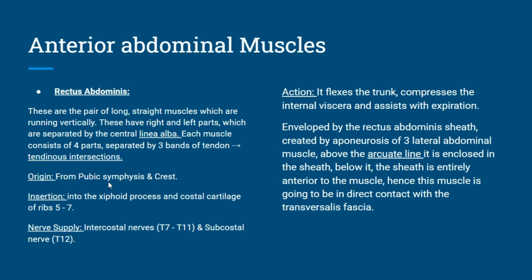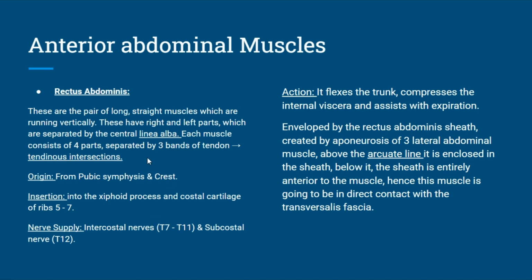The origin is from the pubic symphysis and the crest. The insertion is into the xiphoid process and the costal cartilage of ribs 5 to 7. The nerve supply is the intercostal nerves T7 to T11 and the subcostal nerve T12. And what is the action again? It flexes the trunk, compresses the internal viscera, and assists with expiration.